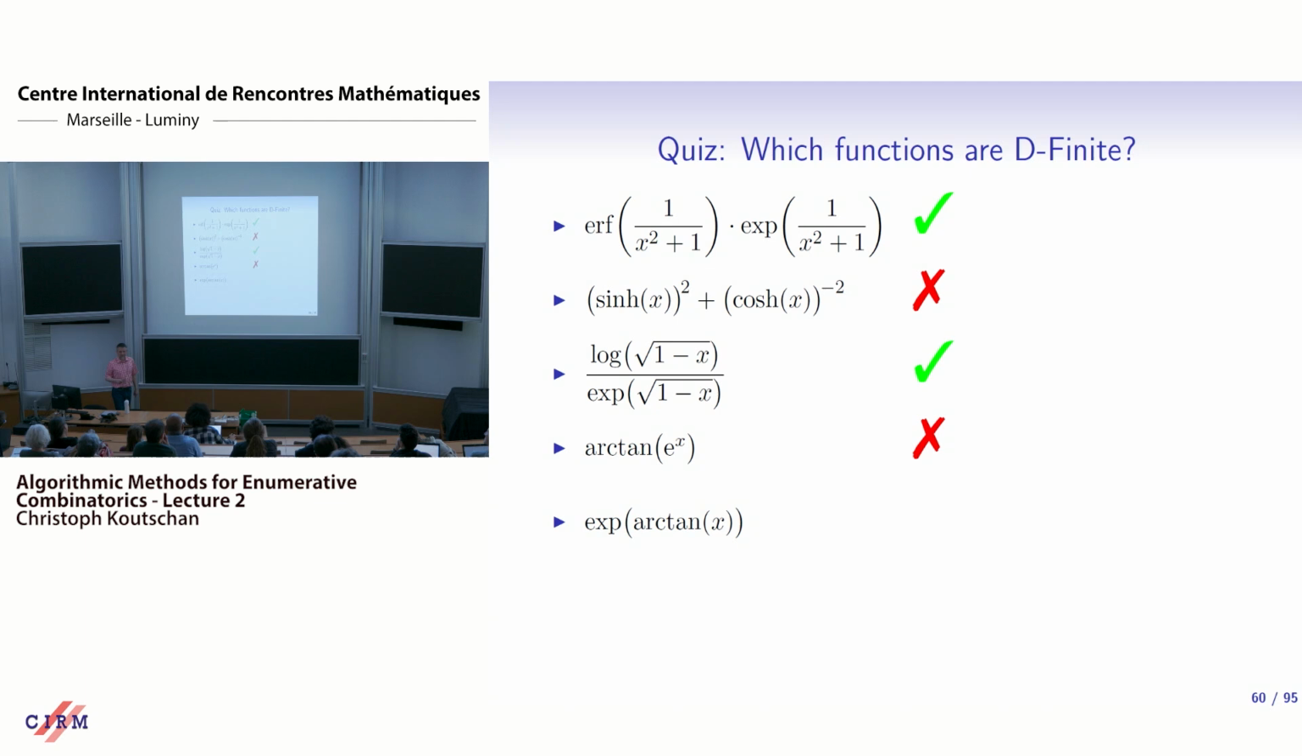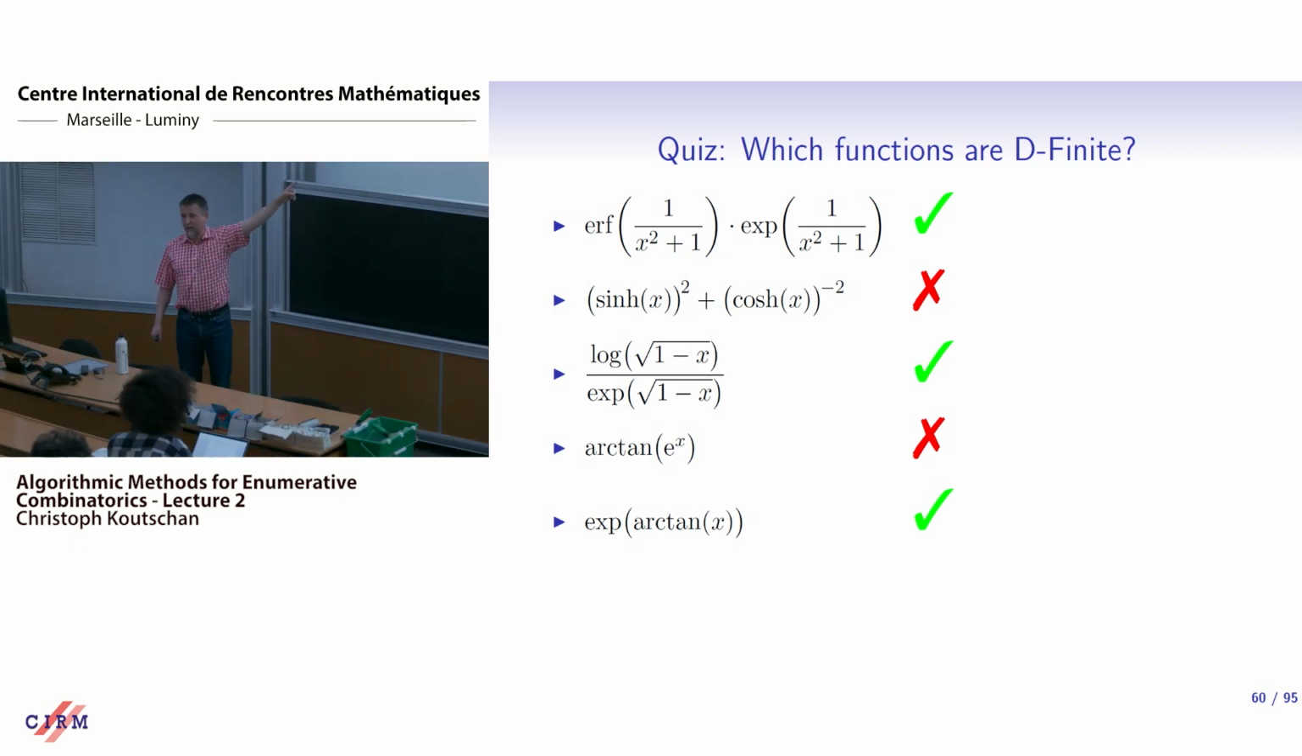And this is not D-finite for this very reason. And last thing, exponential of arctangent. Is this D-finite? Who thinks this is D-finite? Very few. You think there's a pattern? You're absolutely right. This is the proof. Yeah, but this was the meanest, because of course arctangent is not algebraic.